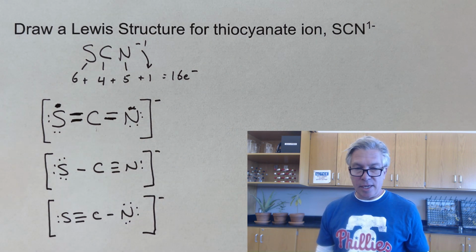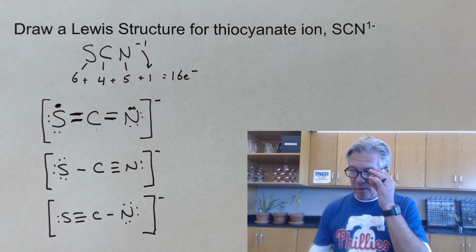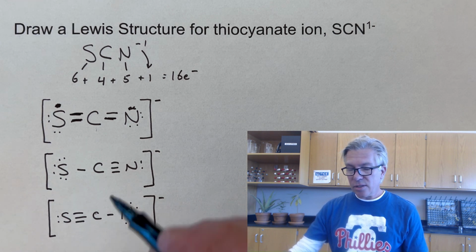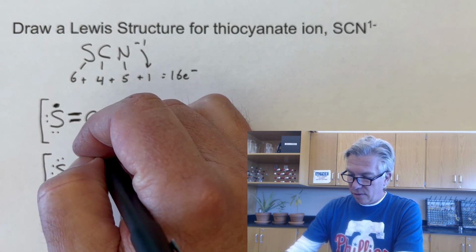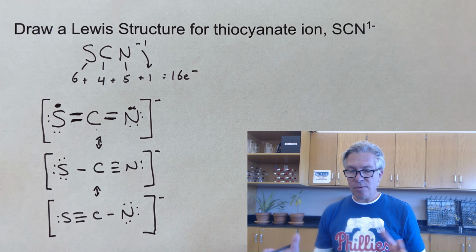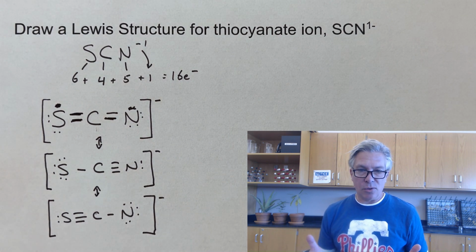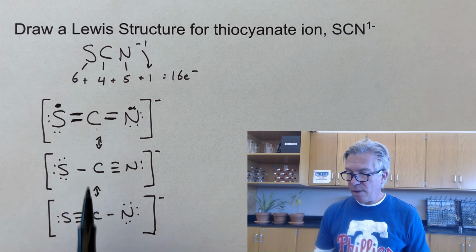All of them follow the octet rule. Everything's satisfied. We've got the correct number of electrons, and we've even got brackets and the charge. These are all essentially resonance structures of each other. We covered resonance also in one of our previous videos, but resonance occurs when you can have more than one possible arrangement of those double or triple bonds within the molecule.